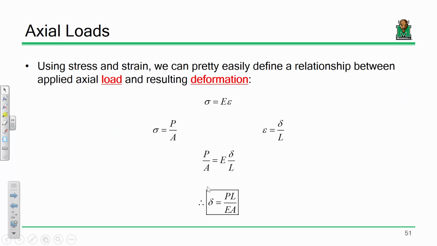Just to give you a little bit of a taste, what we're going to do is we're basically going to take the three concepts that we've been exploring over the past few days, the concept of stress, the concept of strain, and the fact that they're related in the linear range in order to determine deflection. If I yank on a member, how much does it deflect?